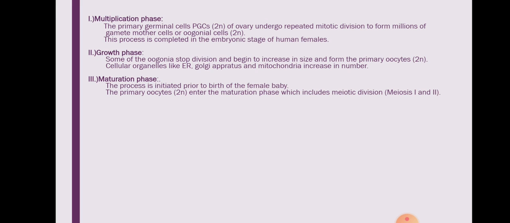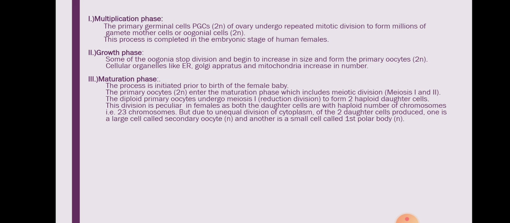Now, first let us see from primordial germ cells. Due to repeated mitosis, oogonial cells are formed. Some of the oogonial cells stop division and form primary oocytes, which are diploid. Now these primary oocytes undergo the maturation phase, which includes meiotic division 1 and 2.